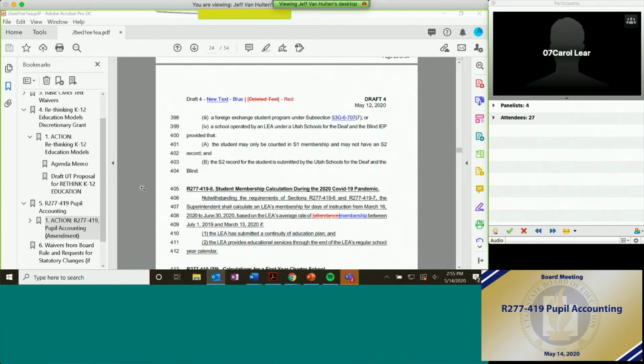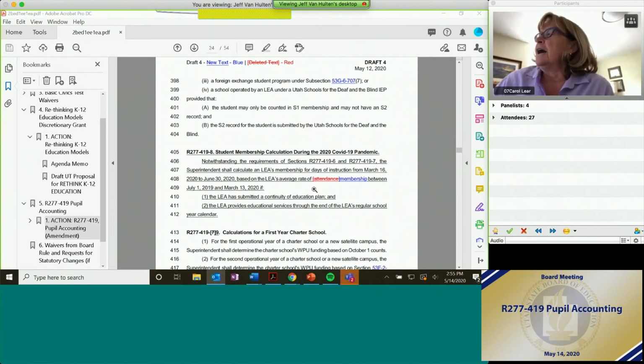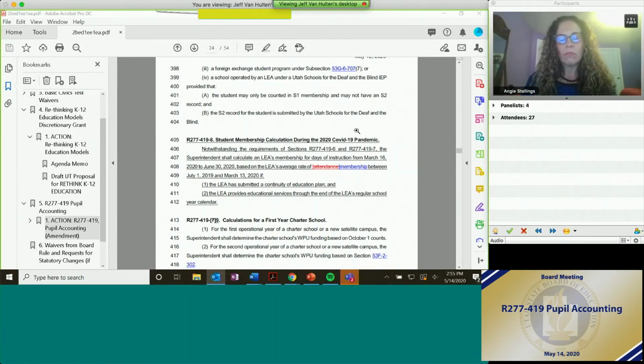Yes, I'm looking at lines 410 and 411, and I'm concerned about some lack of specificity, and I either want the record or I would maybe look for some amending language.